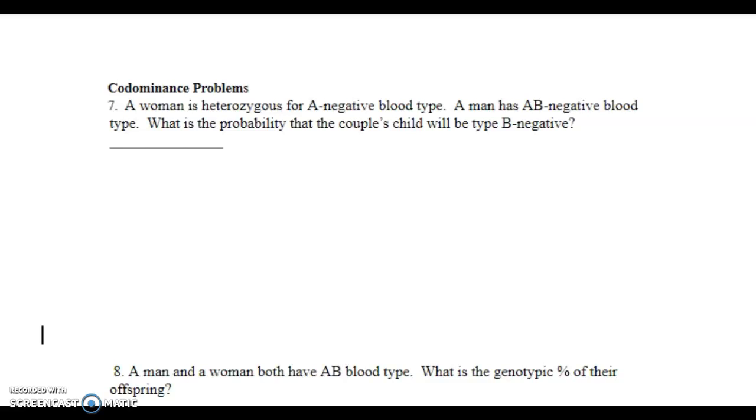Okay, our last two problems are talking about codominance. In codominance, both traits are dominant. They show up. They are exhibited, but they're exhibited together. They are co, meaning together, dominant. And blood type is one of the main things we talked about being a codominant trait.